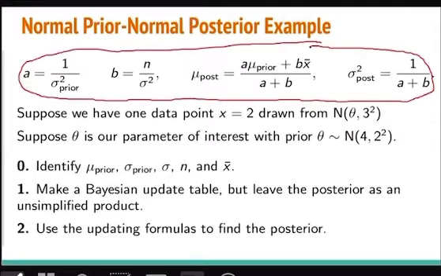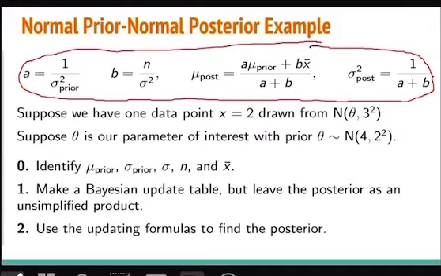Let's go into the example now. Suppose we have one data point, n equal to 1, with x equal to 2. Draw from theta and 3 squared. What is that? That is a likelihood. In the likelihood, we know the variance but we don't know theta, the likelihood mean. You should be able to identify them.